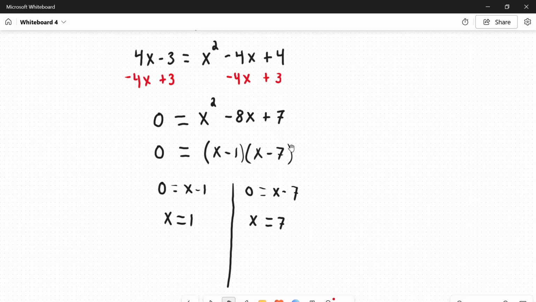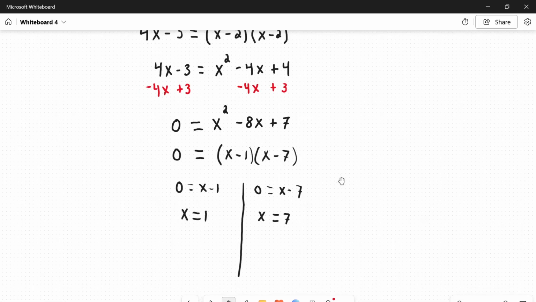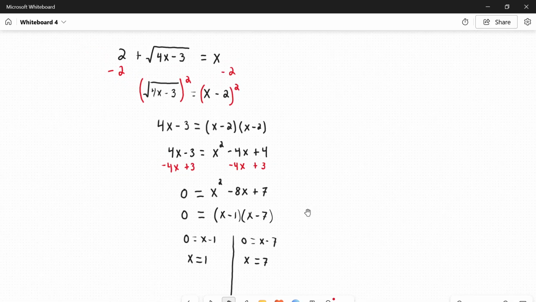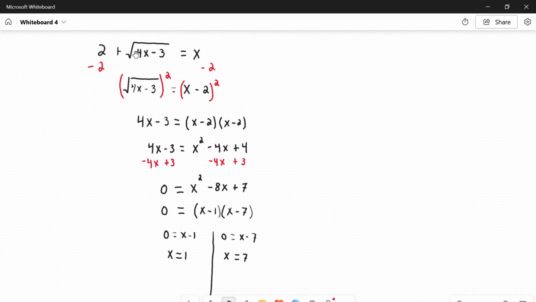I'm not going to circle my answer because I'm not sure that these are my final answers, unfortunately. So going back to the original, if you read the instructions, it says solve and check answers when appropriate. Anytime you're solving a square root equation, you're gonna have to plug in and check your answers. A lot of the time you get extraneous solutions and you didn't make any mistakes. It's just that this mathematical technique sometimes creates extra solutions that we have to keep an eye out for.